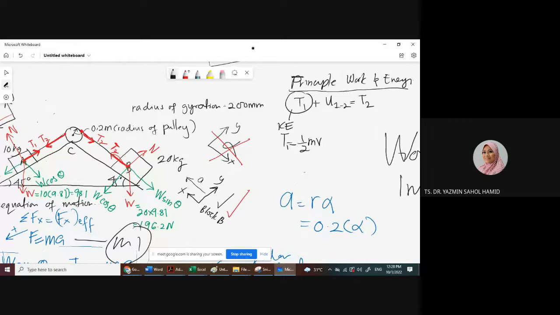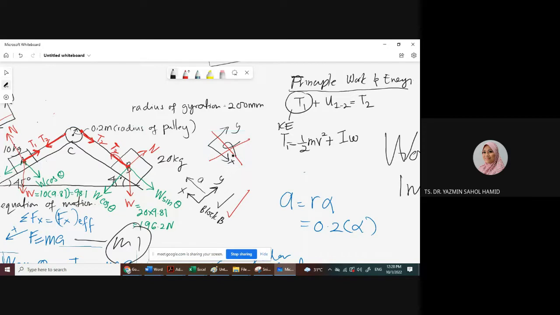Ada lagi satu. Ni topik rigid body. Kalau soalan tu ada rotation, formula dia apa? Rotation. Oh, 1/2 I omega. I omega. Tapi untuk soalan rigid body ni ada rotation tak? Tak ada kan? Untuk block B tak ada rotation kan?